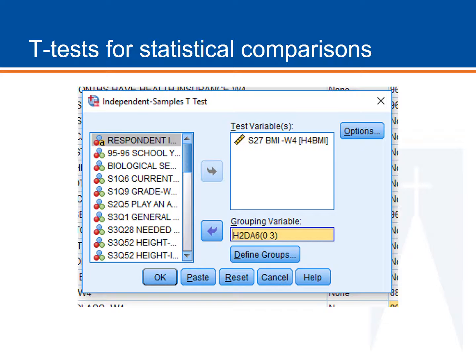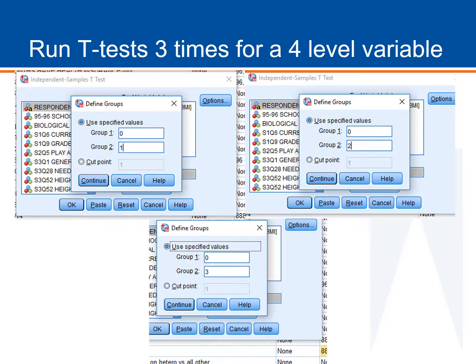Because there are 4 groups, you will have to do this process 3 different times for 4 exposure levels. For this reason, try to limit your number of exposure groups. This shows the steps you will need to take, so you would need to do each of these t-tests one at a time to compare all of the means with 4 exposure levels.